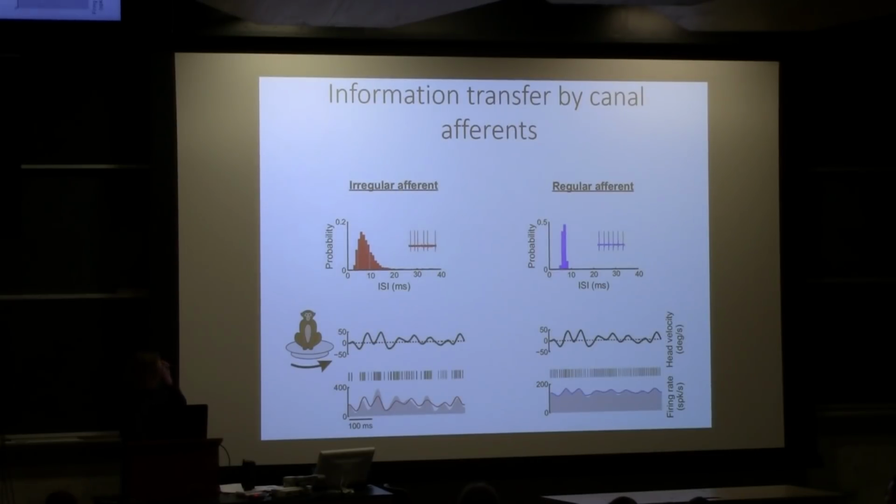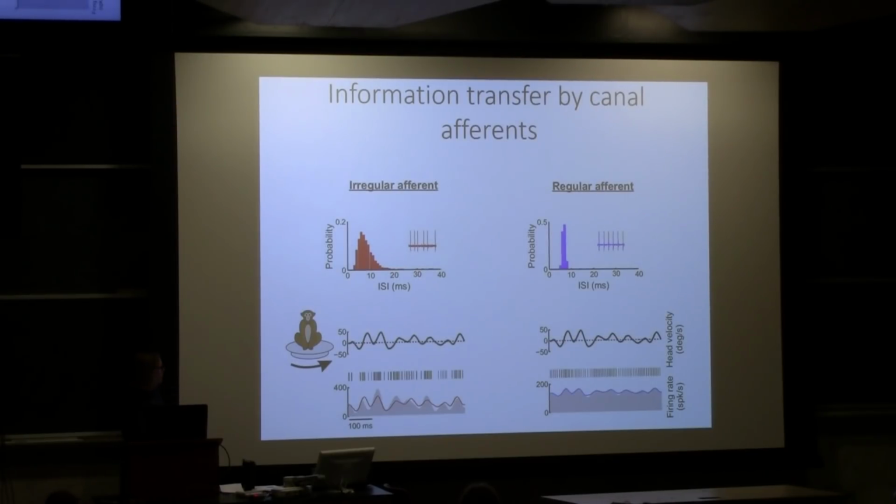So how do you look at that? Here, again, these are irregular and regular afferents. Here's a stimulus. You can see this nice but slightly messier modulation of the irregular. Here the regular is very clean and really reproducing the stimulus. So that's what I already showed you.